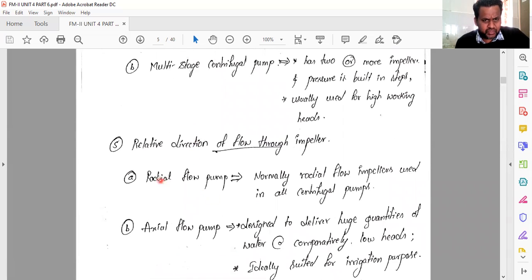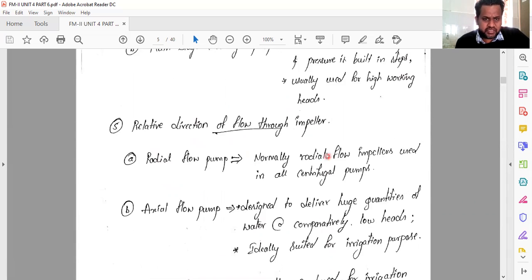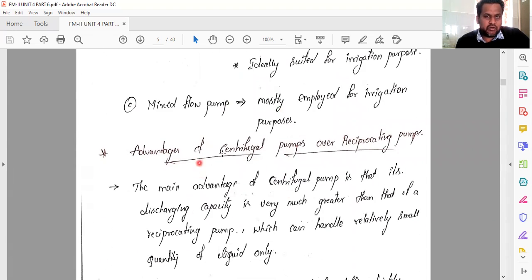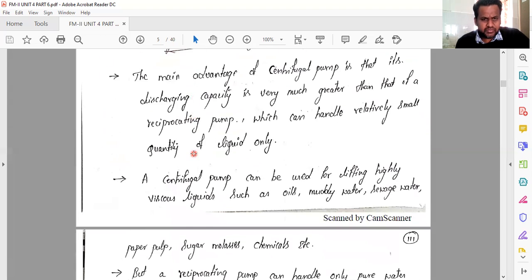And based on the relative direction of the flow through the impeller, radial flow, axial flow, and mixed flow pumps are available. And also we discussed the advantages and disadvantages of centrifugal pumps, or we can say advantages of centrifugal pumps over some other types of pumps, especially reciprocating pumps. See, the main important thing about the centrifugal pump is that its efficiency is more. We can use it to lift water or any other liquids to a higher level. All those things are there.